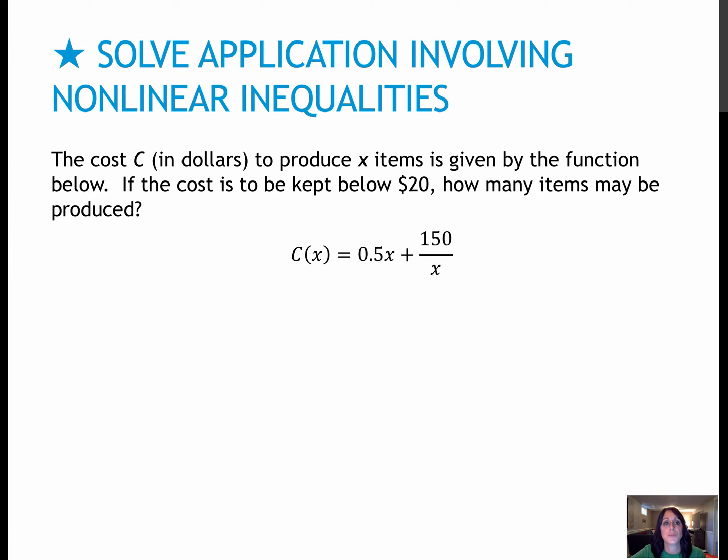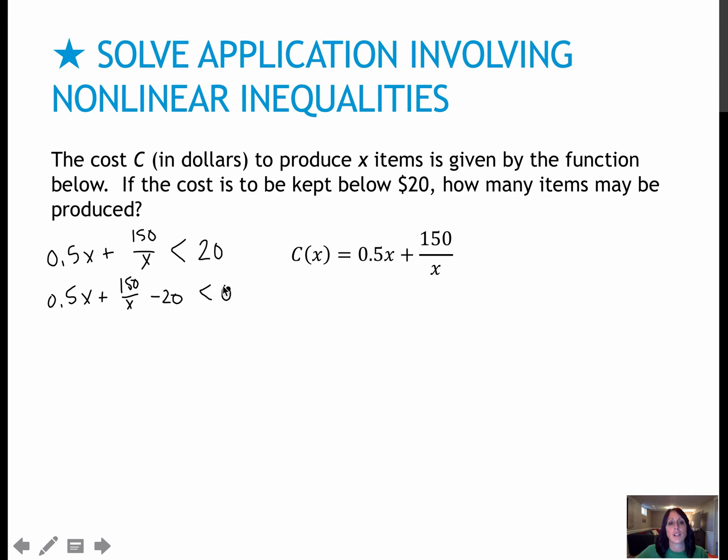Here's another for you to try on your own, so press pause, try this question, and then press play to check your work. In this question, it tells us that we need to keep the cost below 20. So this is my cost function, so I'm saying that 0.5x plus 150 over x has to be less than 20. So the cost is below 20. And we're trying to solve for x to see how many items can be produced. Of course, I need to move the 20 over. So I have 0.5x plus 150 over x minus 20 is less than 0.